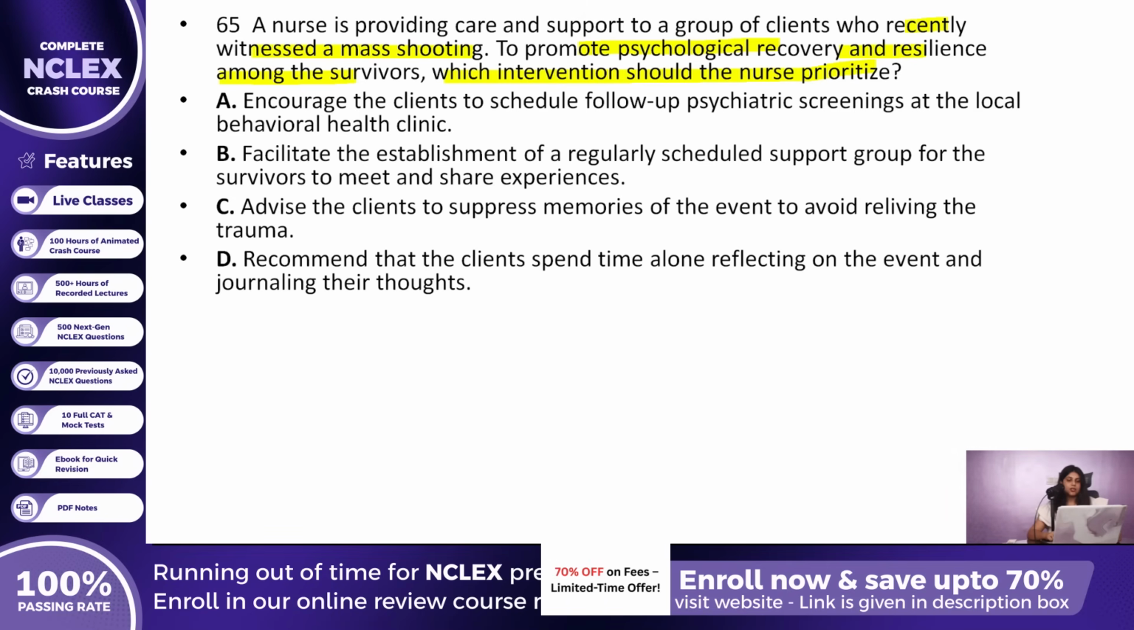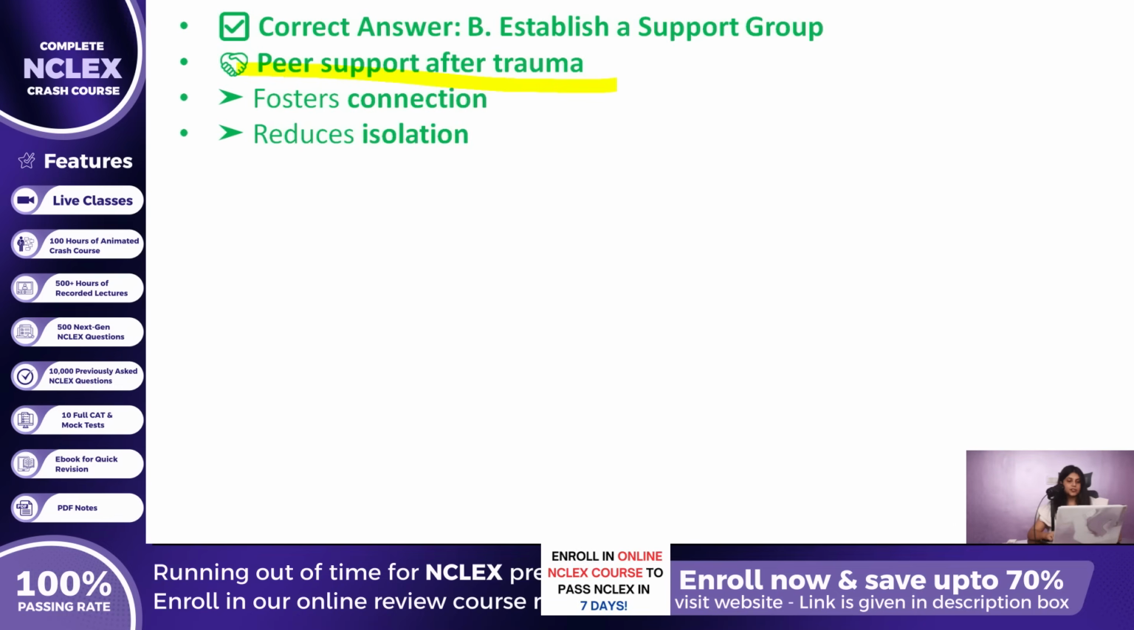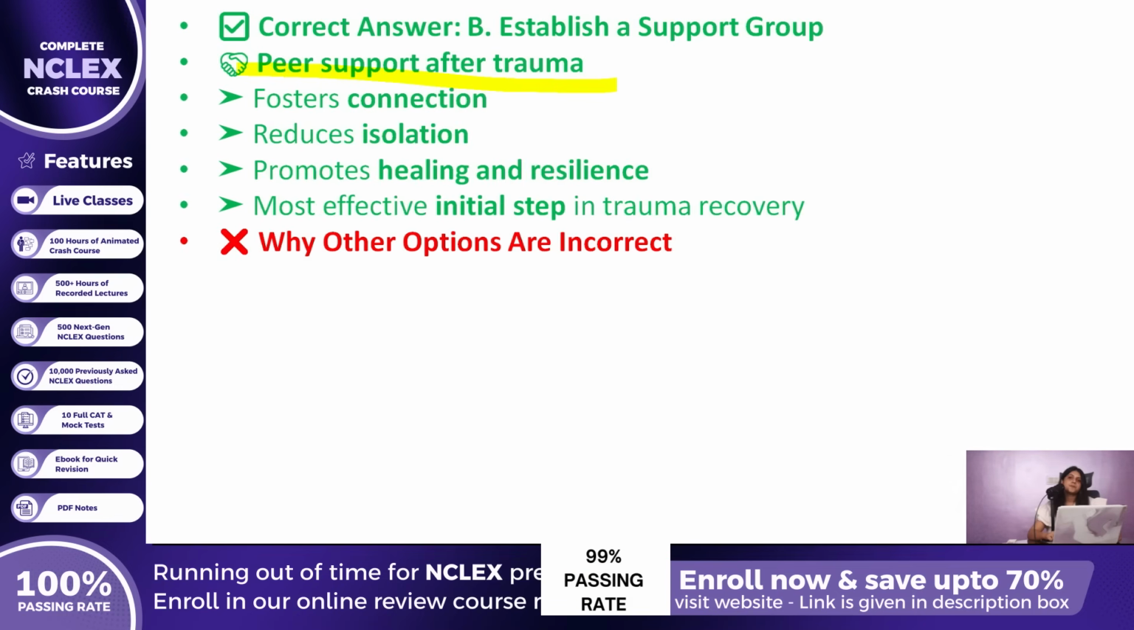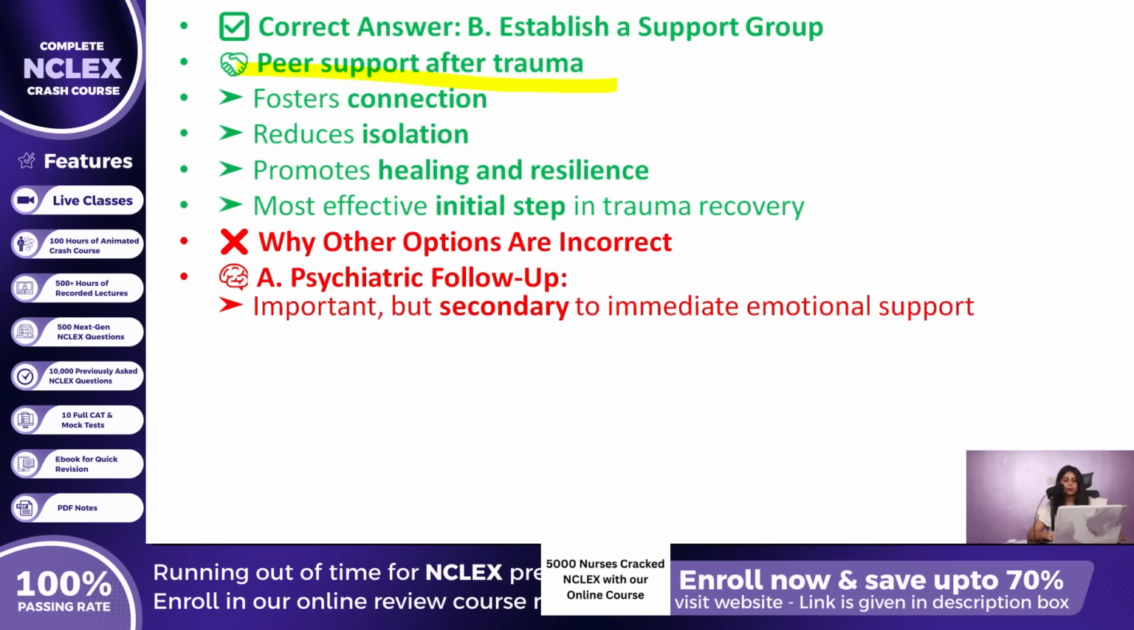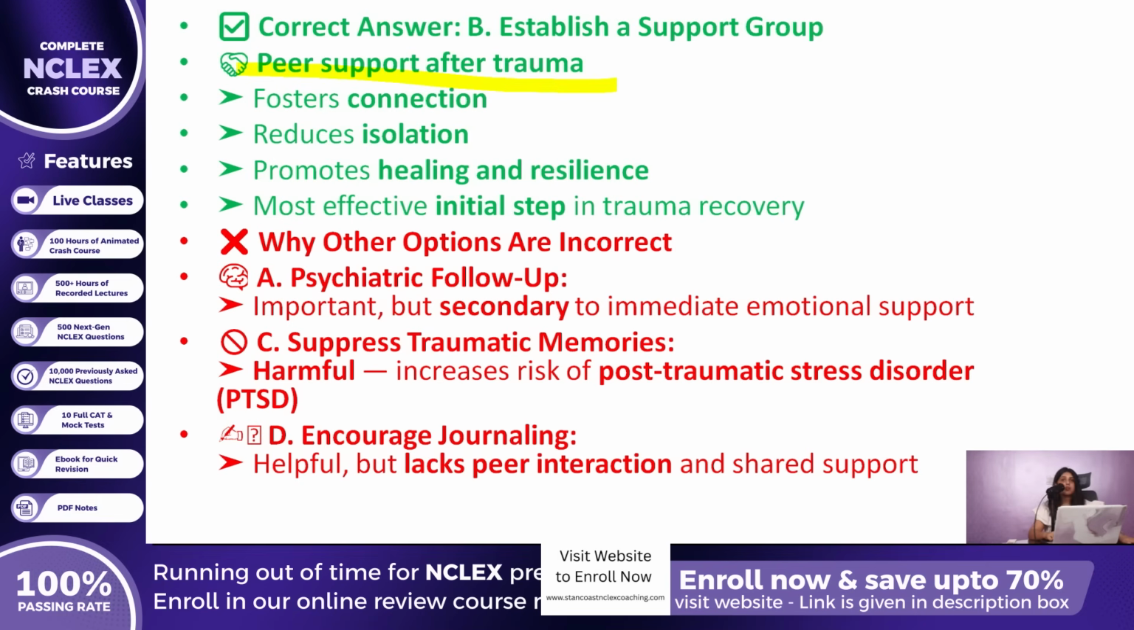The correct answer is option B, establish a regularly scheduled support group with other survivors. Peer support fosters connection, reduces isolation, and promotes healing after trauma. Option A, psychiatric follow-up, is important but secondary. Option C, encouraging memory suppression, is harmful and increases PTSD risk. Option D, journaling, may help individually but lacks the benefits of social connection. Group support is the most effective initial step.